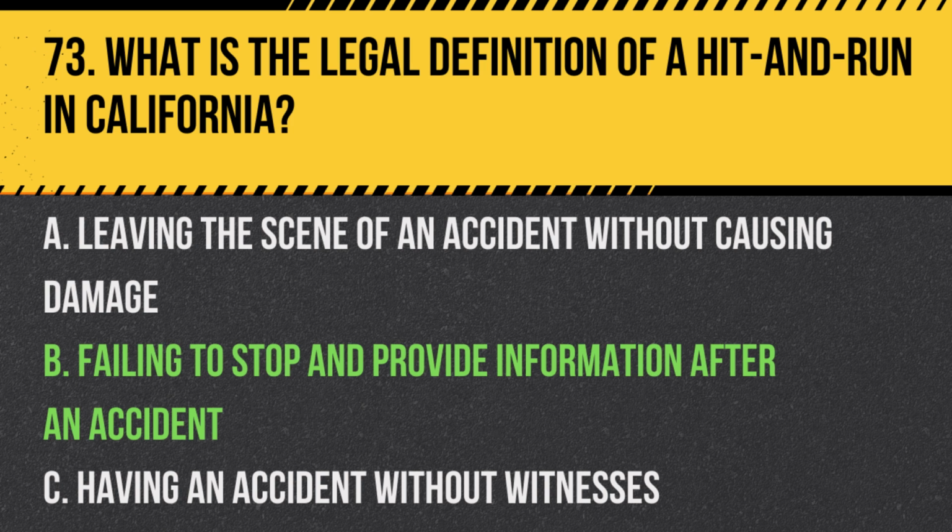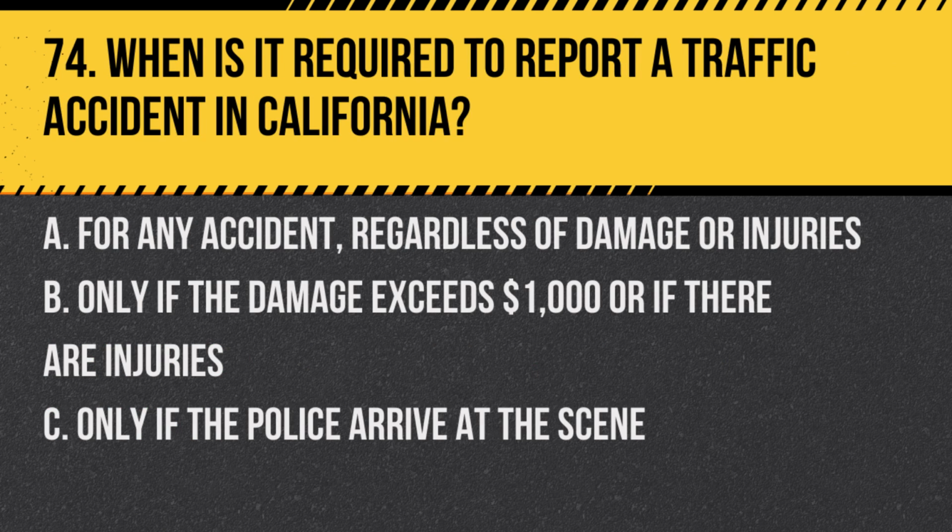Answer: B. Failing to stop and provide information after an accident. A hit and run involves leaving the scene of an accident without stopping to provide your information, regardless of who was at fault.